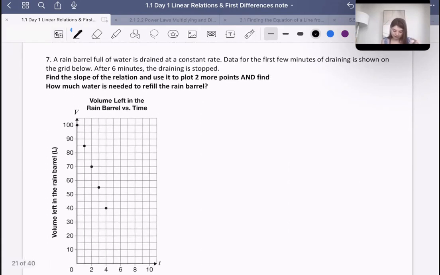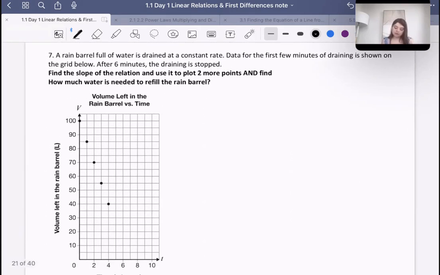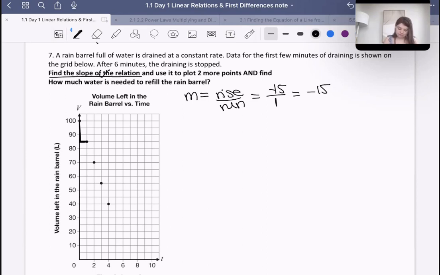Okay, so that's a lot. So let's break this down. First thing it says is find the slope of the relation. So that's what I'm going to do first. I'm going to find the slope. So m is equal to rise over run. So let's see, the rise is going to be, it's going from 100 to 85. So that's negative 15 for rise, right? Over run, which is 1. So therefore the slope is negative 15. So that's the first thing. Check. We did it.